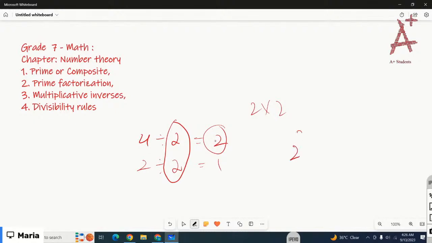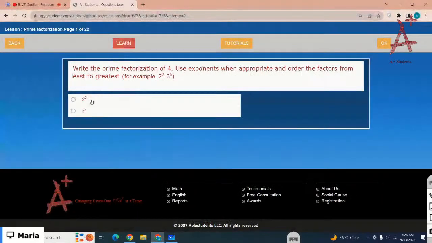Or you can even write 2 times 2 as 2 exponent 2. That means you have to multiply 2 two times, right? So option 1 is the correct option, right?